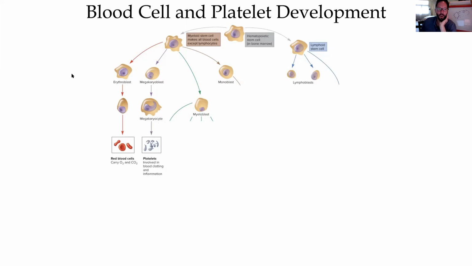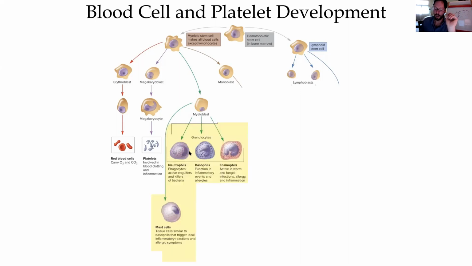And what happens here? So these guys, the erythroblast and the megakaryoblast, aren't really much involved in the immune response. Particularly the erythroblasts go to RBCs or erythrocytes, and those are responsible for gas exchange. And then your megakaryocytes form platelets, which are responsible for clotting, right? Some degree of inflammation, so a little bit of the immune response for megakaryocytes. Your myeloblasts are then going to form the granulocytes.